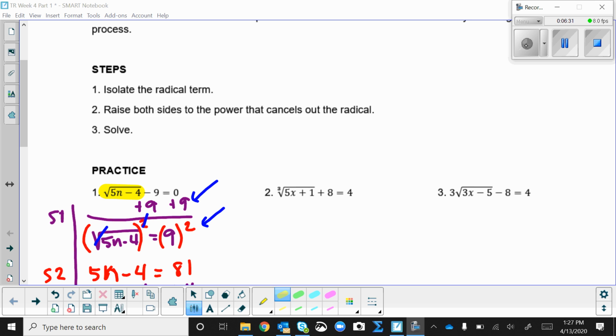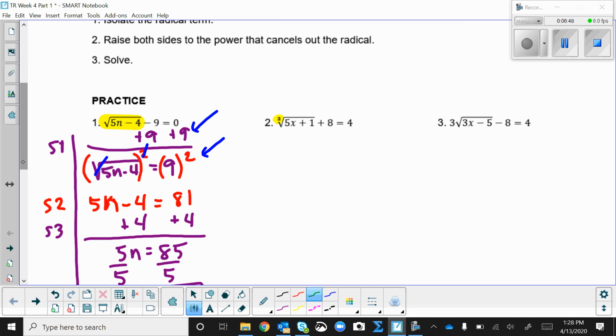Okay, there's a few differences in this problem, but really the only main difference, the most serious one, is that there's a cube root here instead of number 1 where we had a square root. But we'll handle that. So it begins the same. We're trying to isolate this radical term, which means getting it by itself.